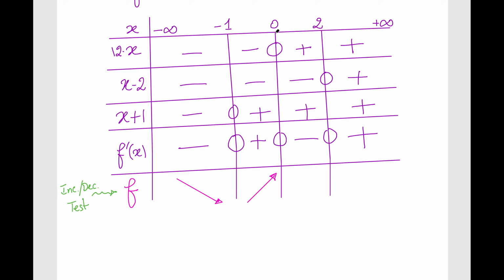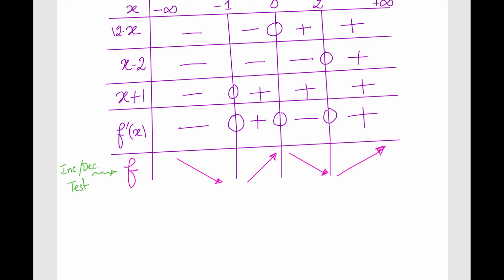Now between 0 and 2, f prime is negative, so f is going to be a decreasing function. And after that, f prime starts being positive. As such, the function is going to be an increasing function. Makes sense? So the behavior of f is decreasing from minus infinity to -1, increasing from -1 to 0, decreasing again between 0 and 2, and between 2 and plus infinity, the function keeps increasing.